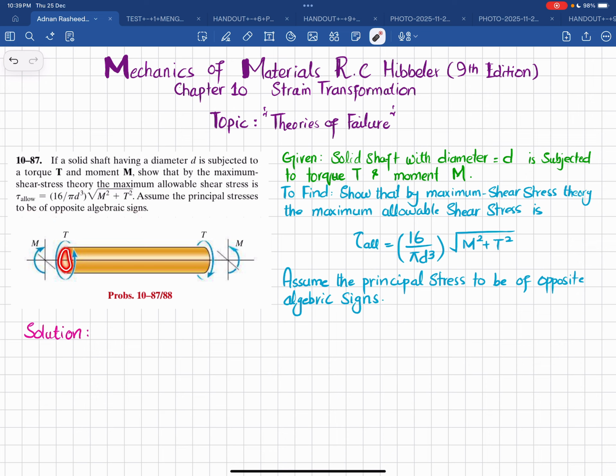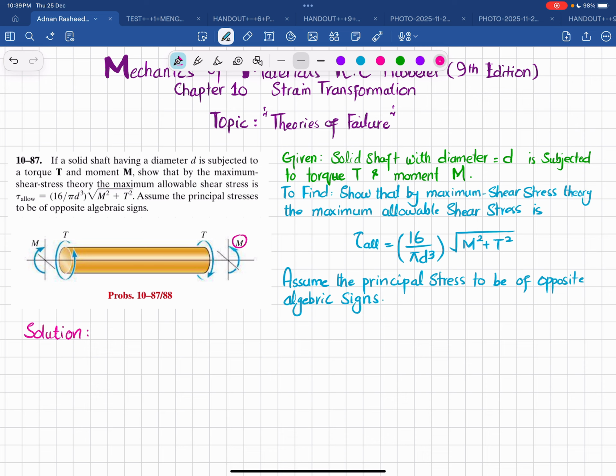So you can see this is a shaft that is subjected to torsion or torque on both sides, which are opposite, creating a twisting effect, and there is a moment which is producing a bending effect. So you have to prove this allowable shear stress using maximum shear stress theory. So let's start with the solution.